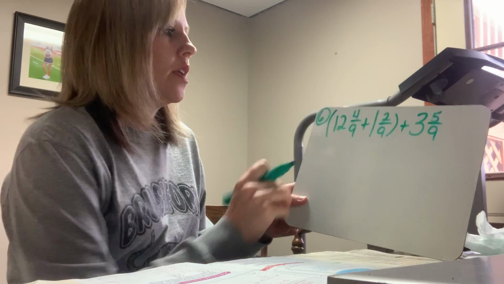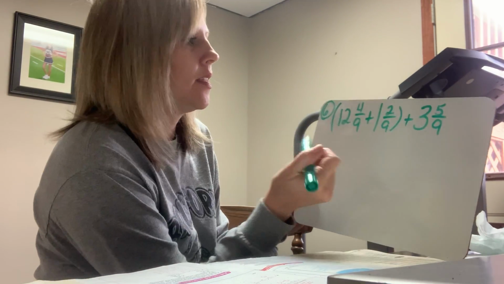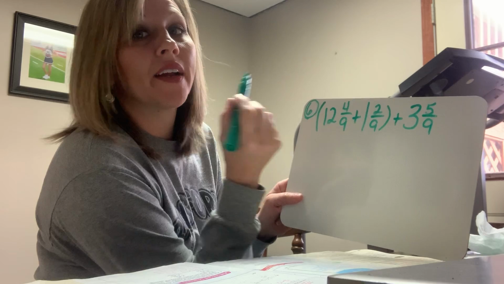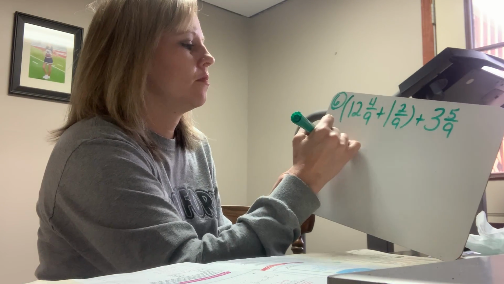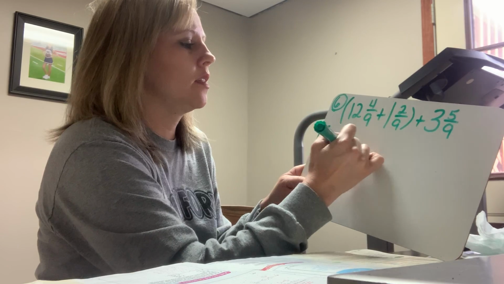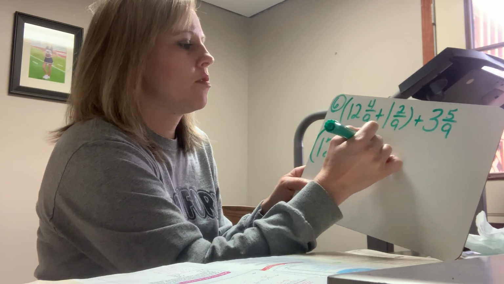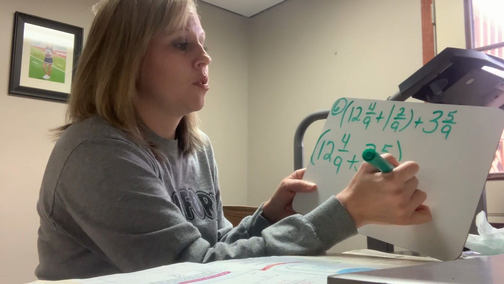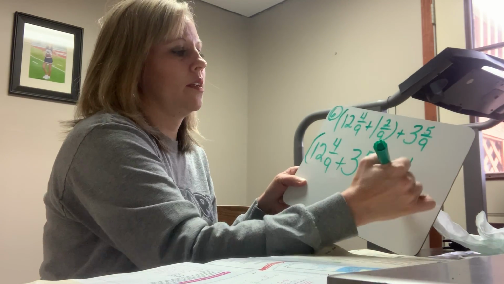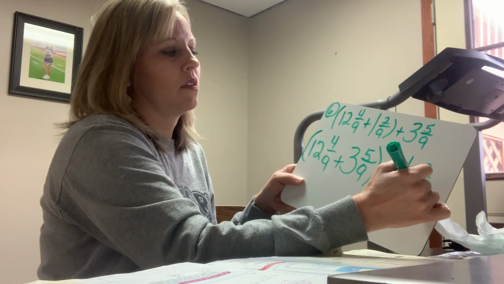All right, figure out what you can add together to get you to a whole. To how many ninths? 9 ninths. Oh, I know 5 plus 4 gives me 9, so I'm going to group those two. 12 4/9 plus 3 5/9 plus 1 2/9. Okay?